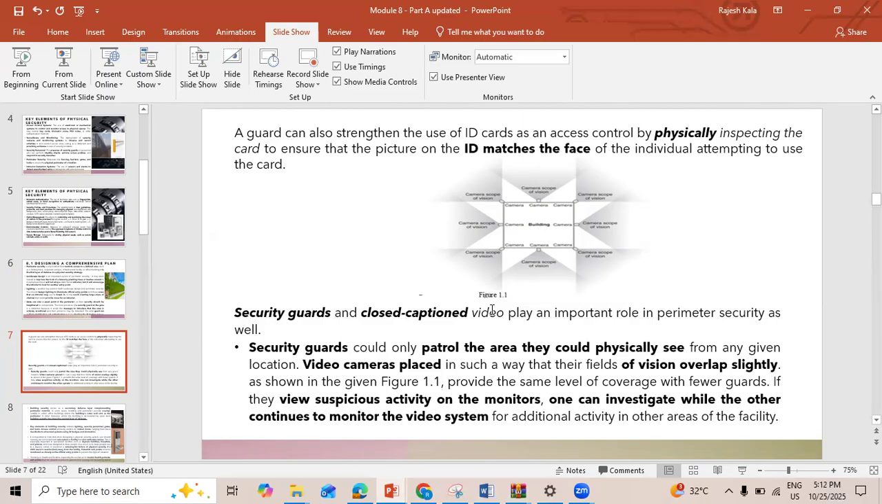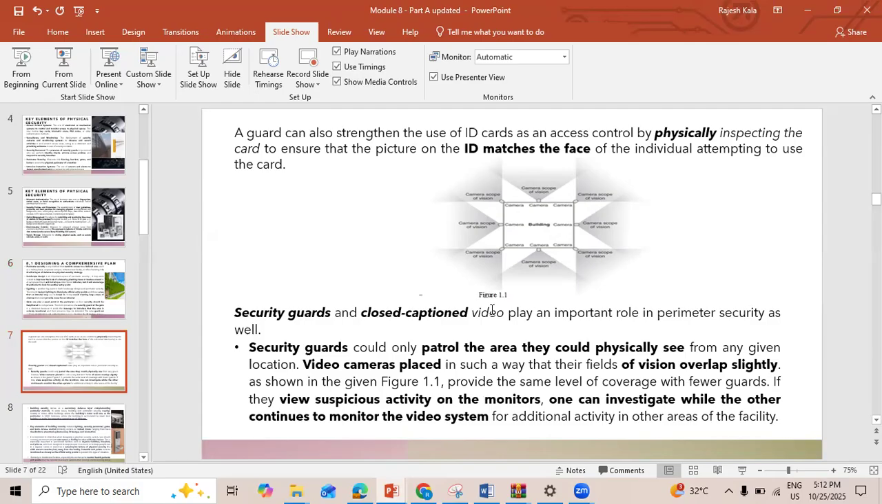So what we do, we'll have two security guards in this example. One will be patrolling in that particular area. The other one will be in the security room, where we have the CCTV footage. We can see the cameras. We have put cameras in every location.